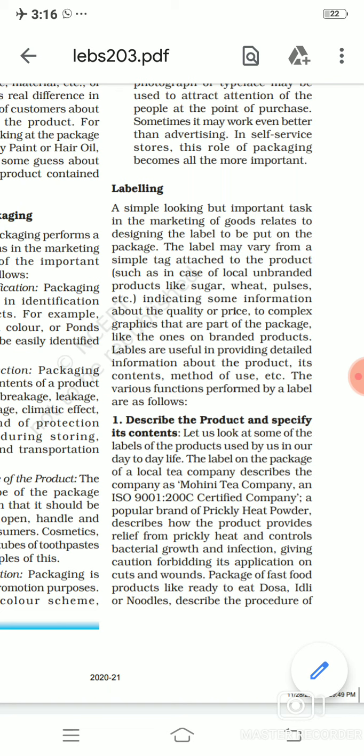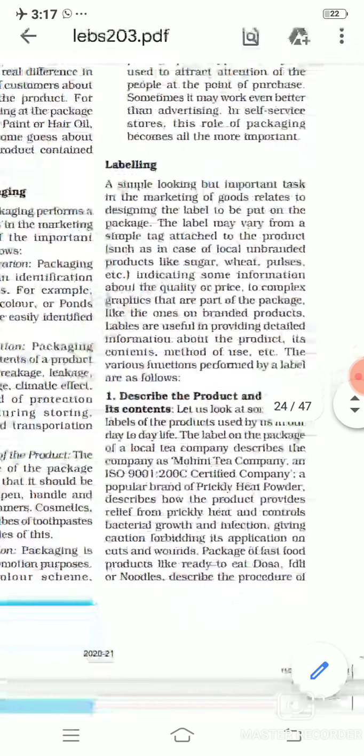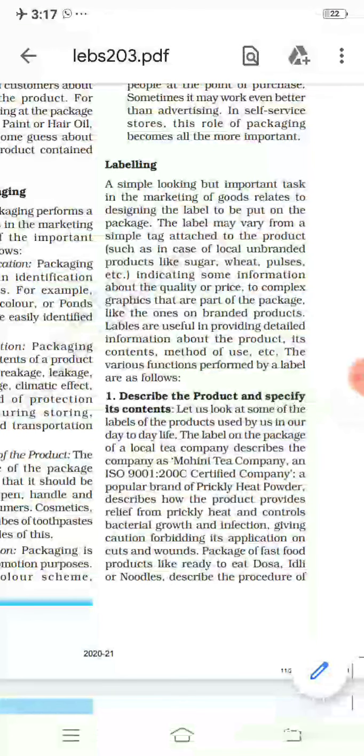And let's start another topic of your marketing chapter, and that will be labeling. Right now, when we talk about labeling, it can be understood as the label which is pasted over or attached to the packaging of a product. It is a simple looking but important task in the marketing of goods, relating to designing the label to be put on the packaging.